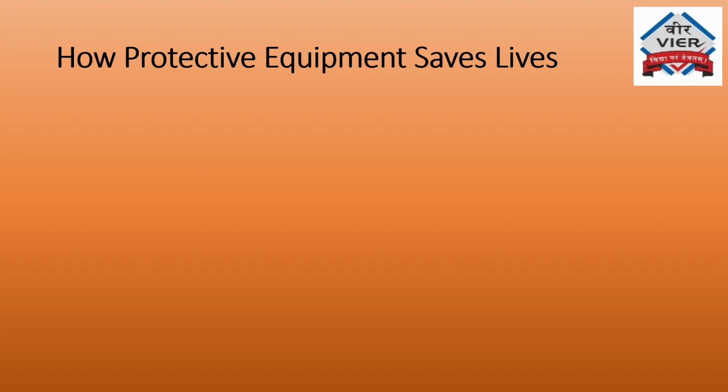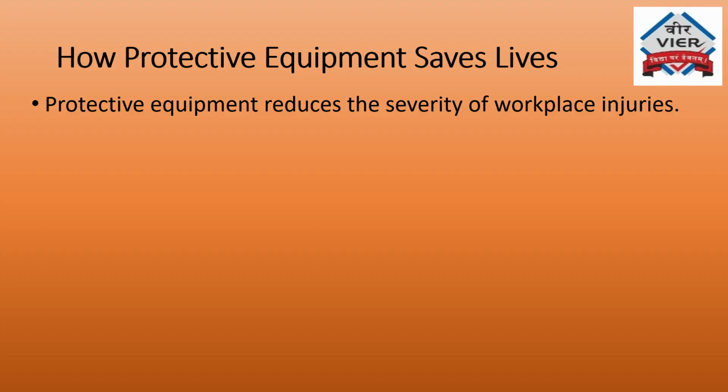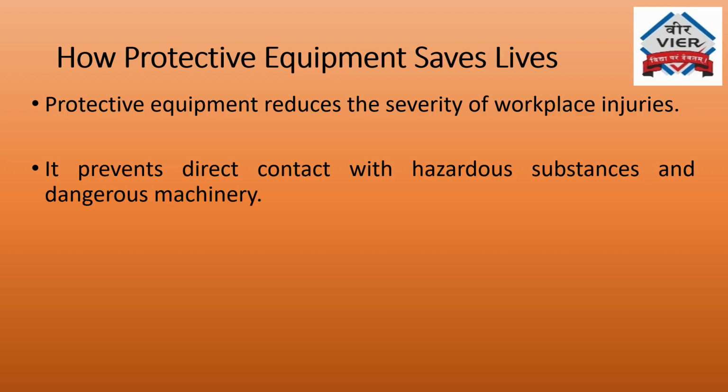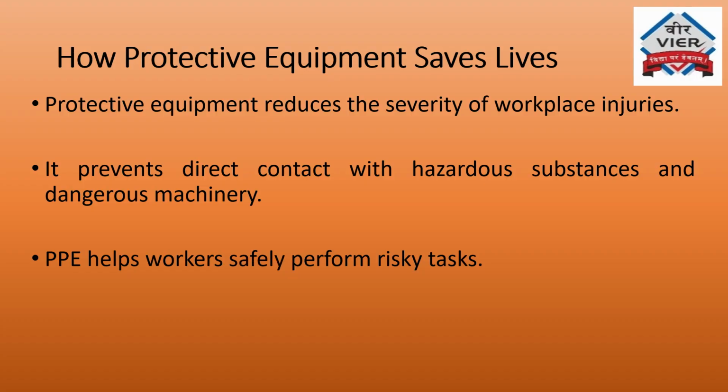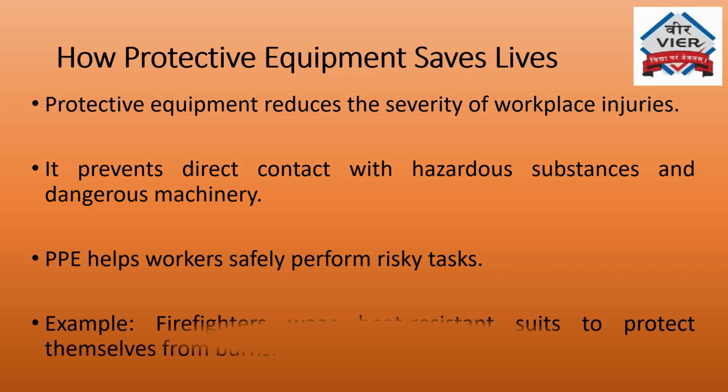So how does protective equipment save lives? Protective equipment reduces the severity of workplace injuries. It prevents direct contact with hazardous substances and dangerous machinery. PPE helps workers safely perform risky tasks. For example, firefighters wear heat resistant suits to protect themselves from burns.